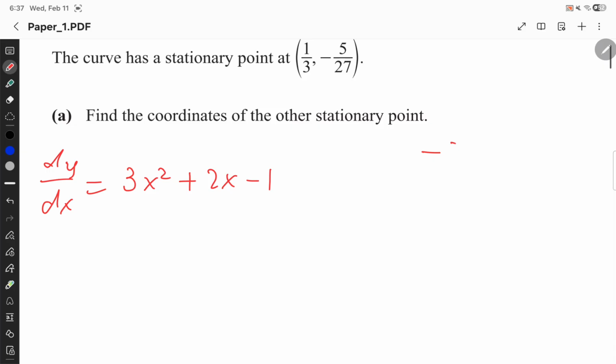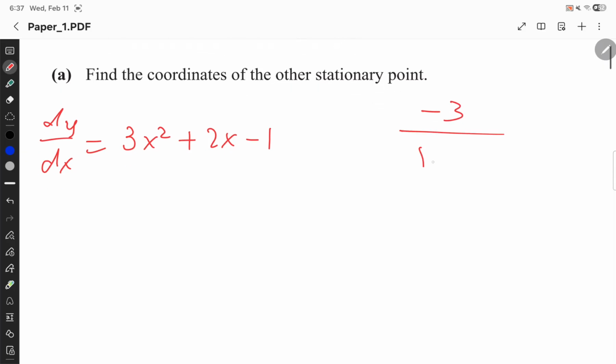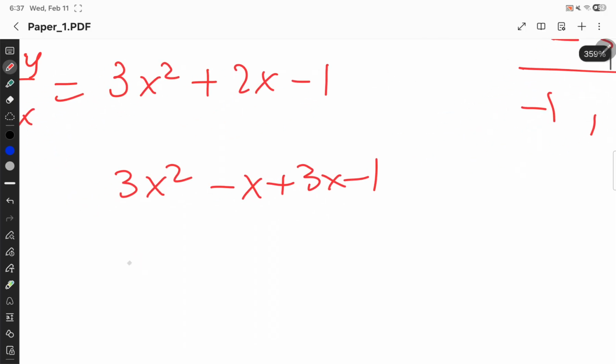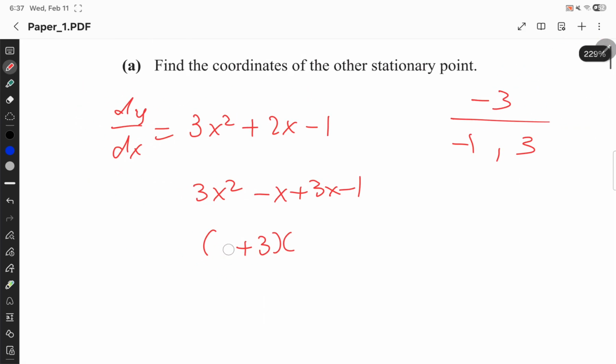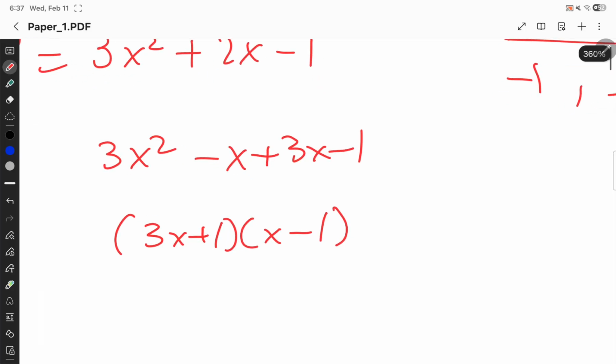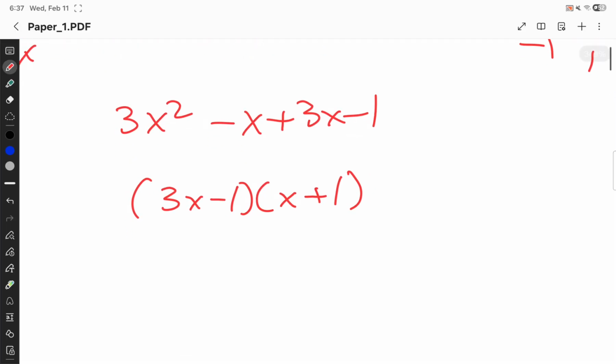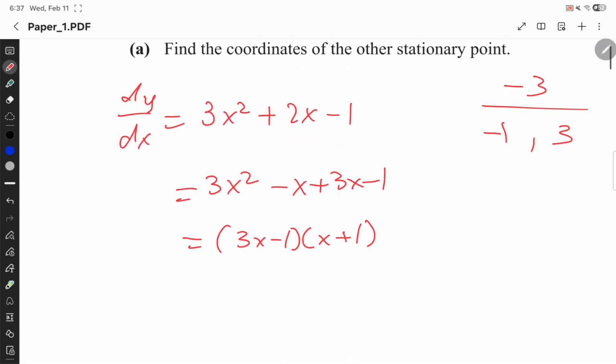Let's first factorize this. If we do this quickly, I explained this in my video about factorization. So this pair works: 3x squared minus x plus 3x minus 1. So this is 3x plus 1 and x minus 1. Yeah, this is it. Okay, sorry. So this is the equation.